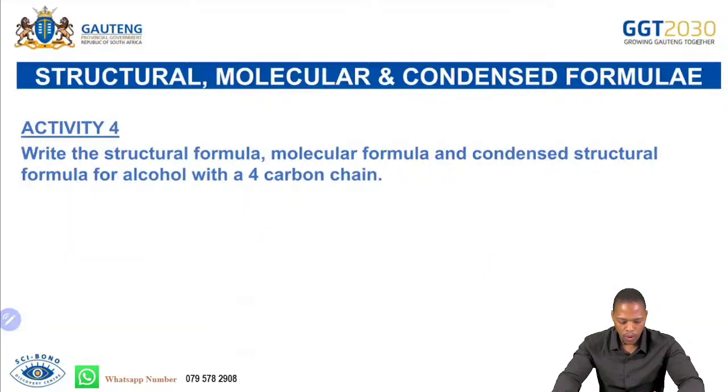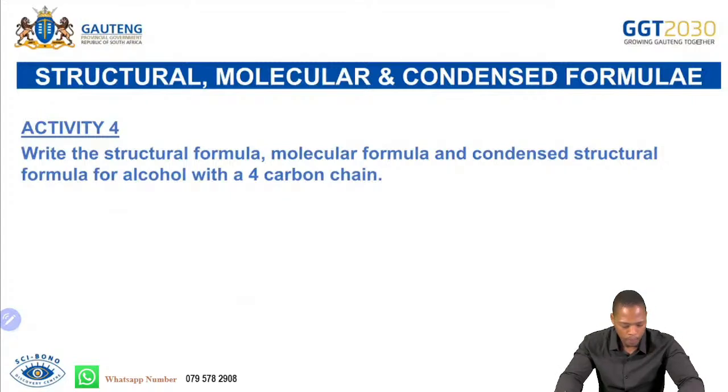Okay, the next one again. It's important for us to do this over and over again, and I hope everyone is doing it with me as we are working. As I am doing, you're also doing, and we are checking each other as to whether we are going in the right direction. Activity 4 says, write down the structural formula, molecular formula, and condensed formula for an alcohol with a 4-carbon chain.